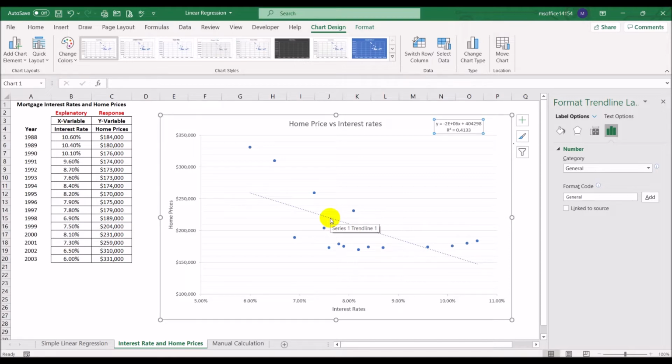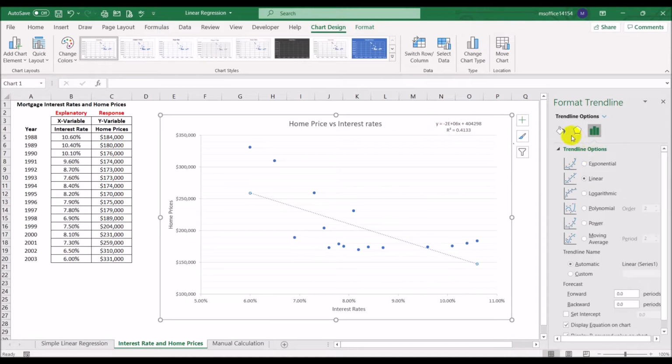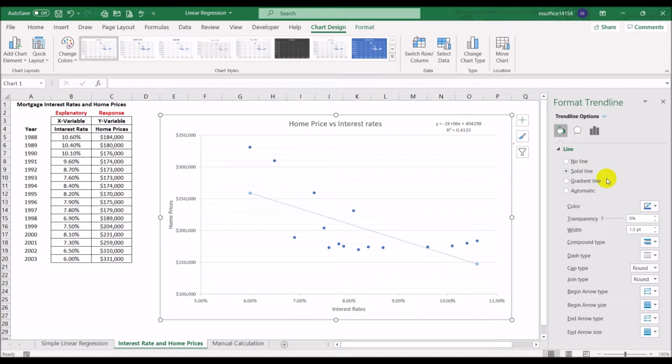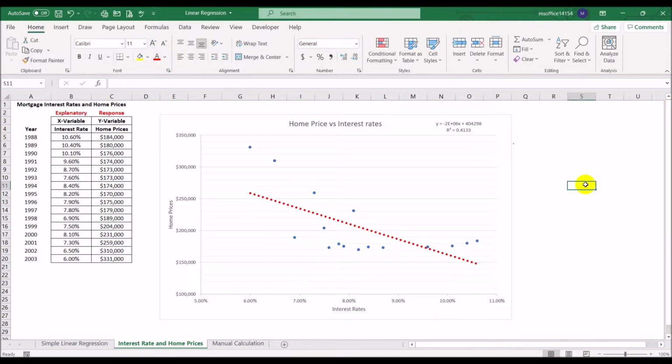Now let's change the color for the trend line. I'm going to click on that and change it to maybe red, and let's make it a little thicker. Okay, there you go. All right, so we've got this.